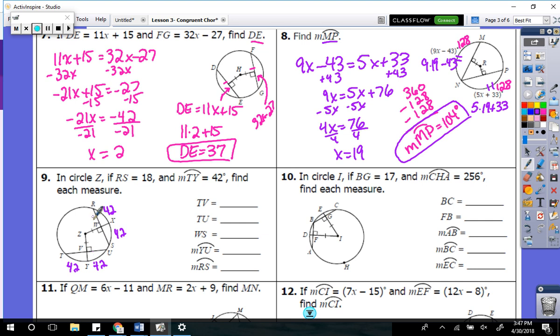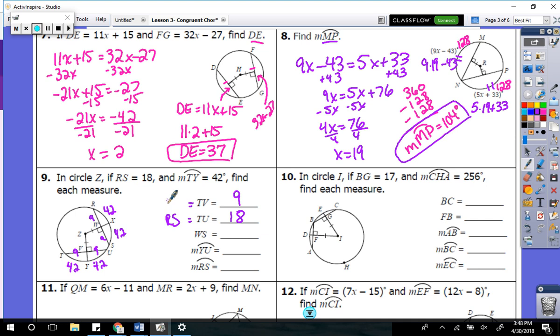Let's see, RS is 18, so this is 9. This is 9. This is 9. This is 9. Which also means that TV is 9, TU is going to be 18 because it also equals RS.